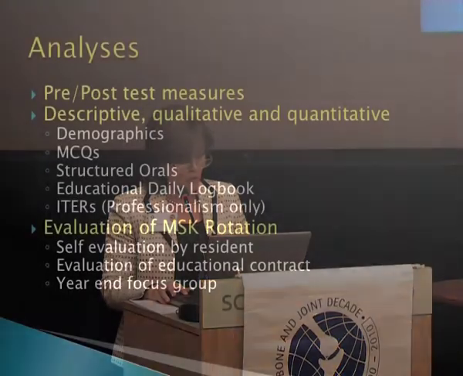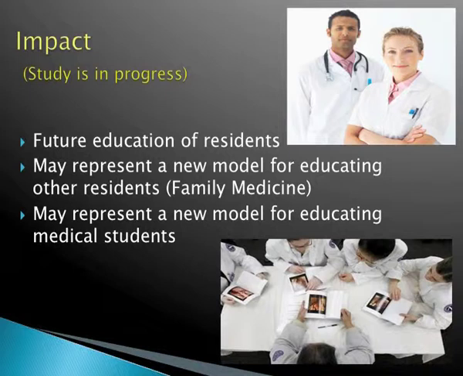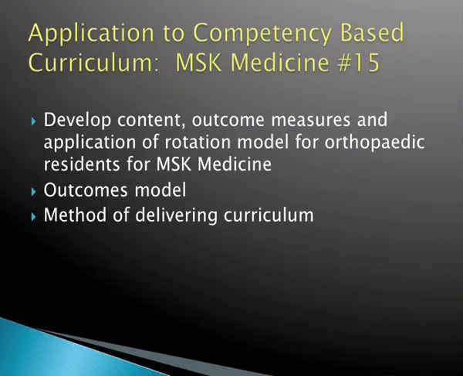The analysis will consist of pre-post test measures, descriptive, qualitative, and quantitative outcomes, along with the evaluation of the rotation itself. The results of this study may impact the future education of rheumatology residents and may become a model for educating other residents, such as family medicine and even medical students. A similar model is currently being developed with outcome measures and applications that will be suitable for residents in orthopedics who also need to learn to identify musculoskeletal conditions before they actually operate on them.